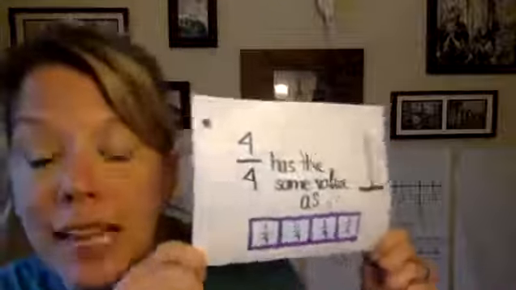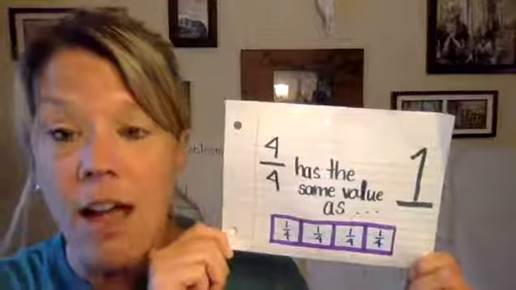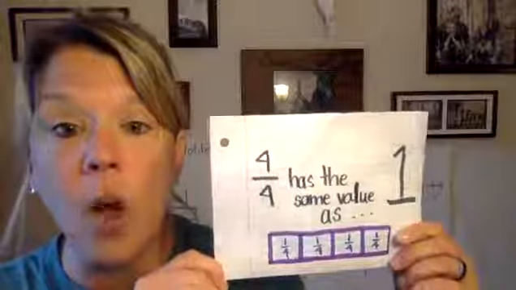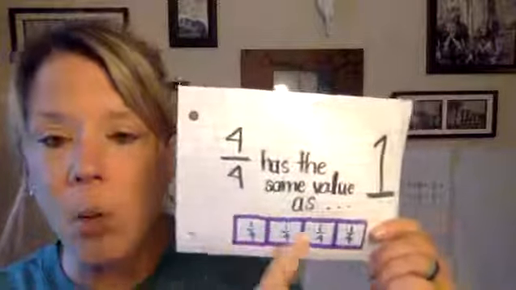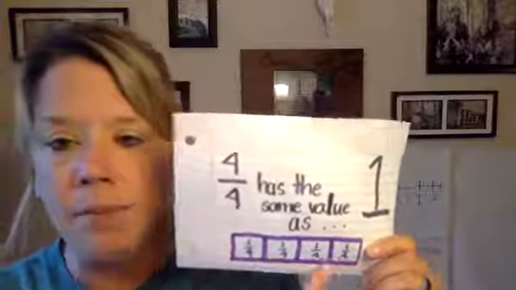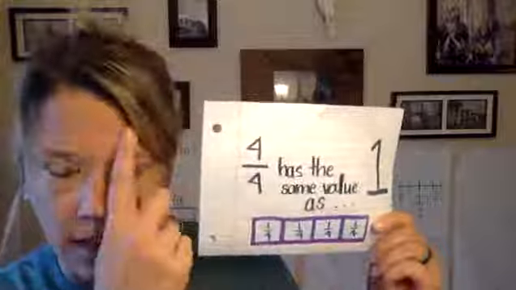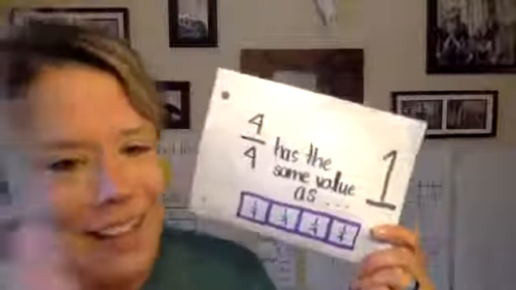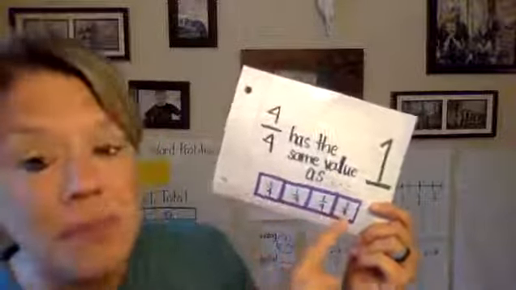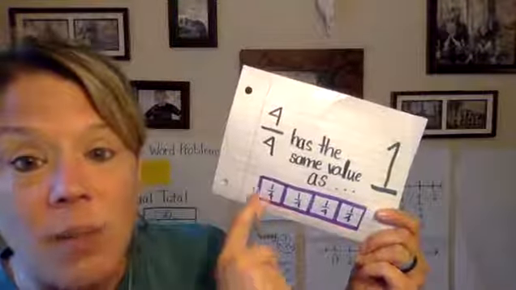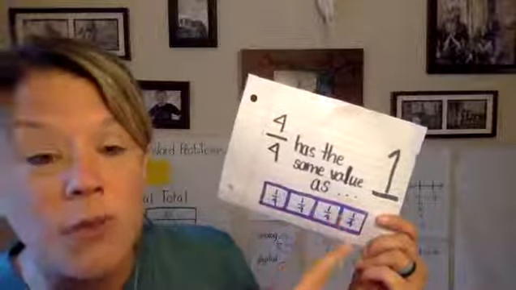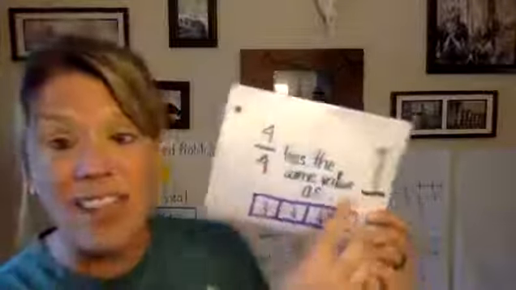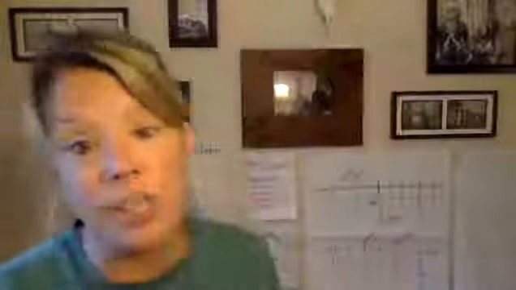Also, third graders, I know I keep repeating this, but it's really important. If you have the same numerator and denominator, they have the same value as one whole. If it's a pool, a candy bar, a trash can, a bag of chips, if you eat 1/4, 2/4, 3/4, and 4/4 of the bag of chips, you've eaten the whole bag, the one whole bag of chips.